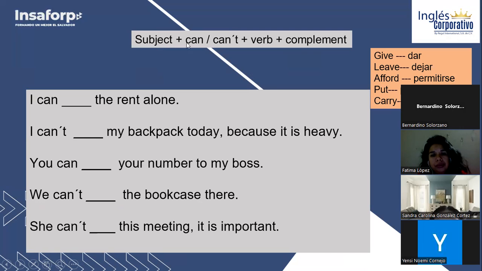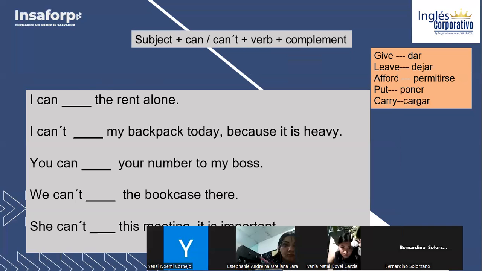Okay, we have here some exercises. We have the subject, right? El esqueleto de la oración. A subject, I, can or can't. In this case, we have can, in the positive and the negative form. The verb is missing here, and we have the complement, the rent alone. Lo que quiero que ustedes hagan es colocar los verbos de la lista según el orden que ustedes piensan, según el sentido de la oración. Ok, si tienen alguna pregunta, you can ask me.